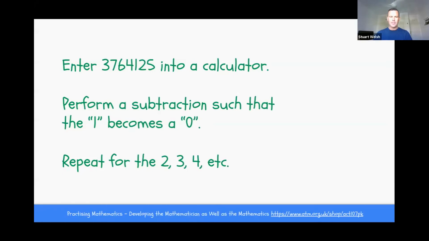And that task in particular, you can see there, comes from the wonderful ATM book, Practising Mathematics, which you can link to from the bottom of this slide.